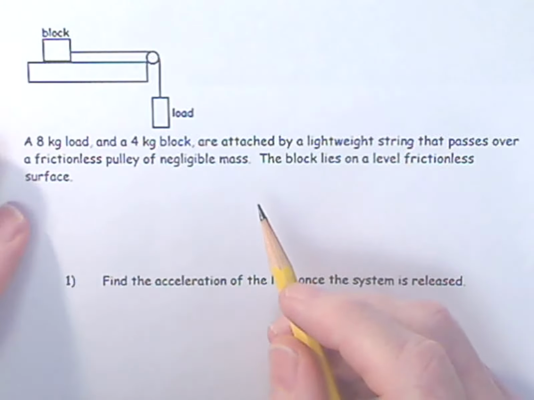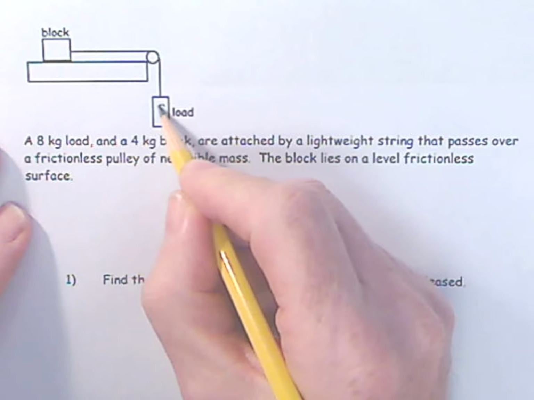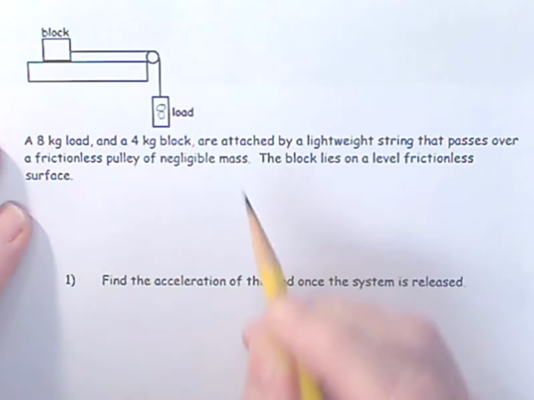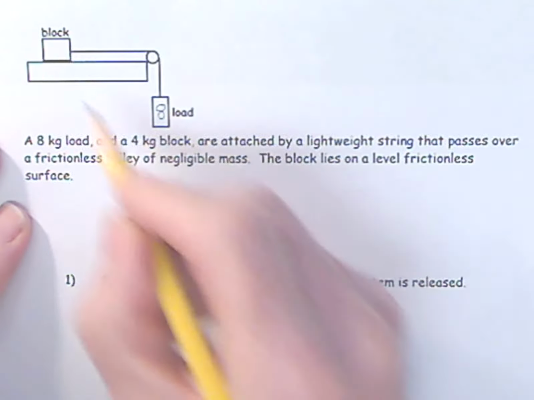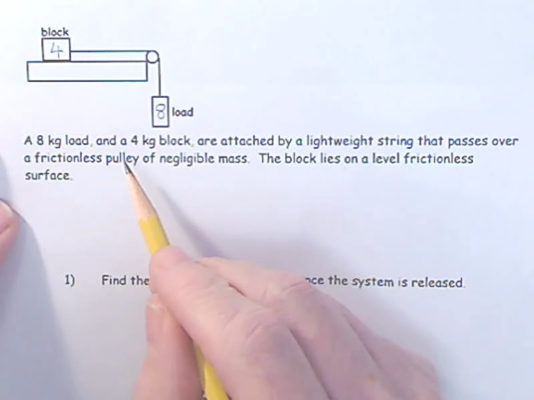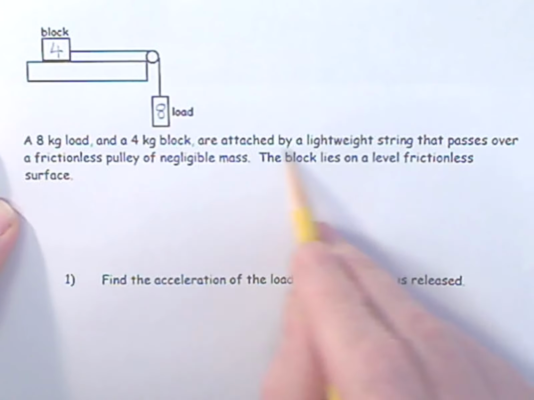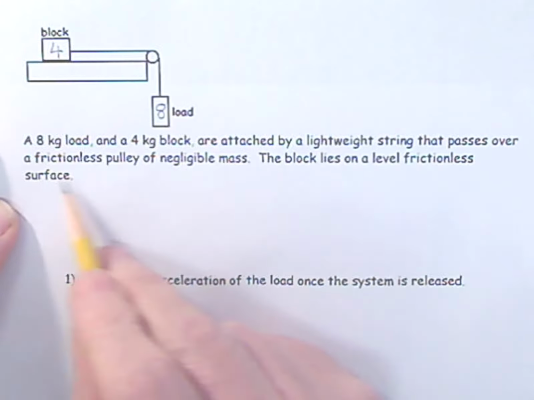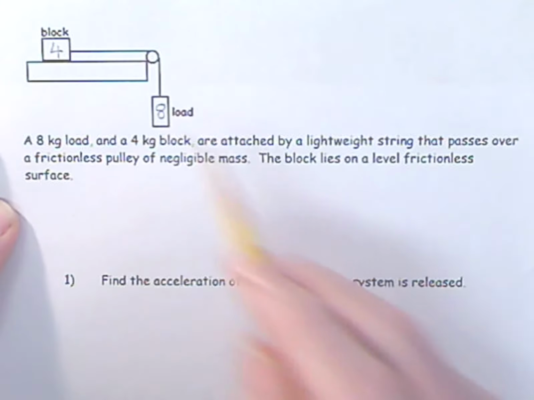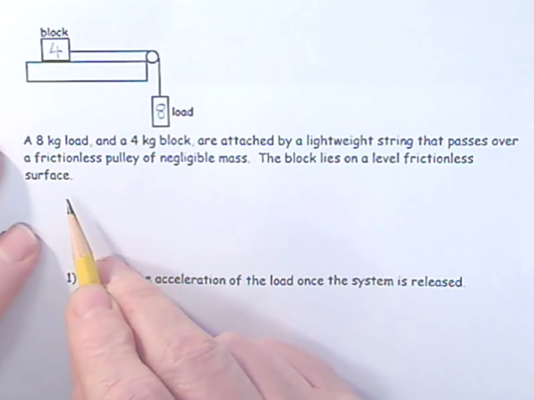So this is a connected mass problem. We have an 8 kilogram load, and the load is here dangling on this piece of string. And we have a 4 kilogram block. And it says an 8 kilogram load and a 4 kilogram block are attached by a lightweight string that passes over a frictionless massless pulley. The block lies on a level frictionless surface.